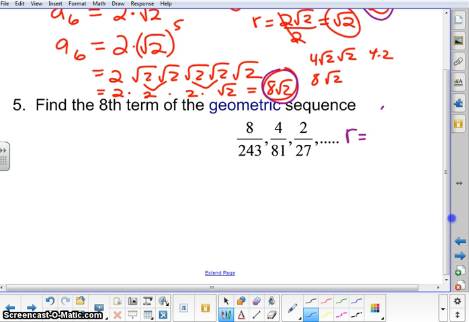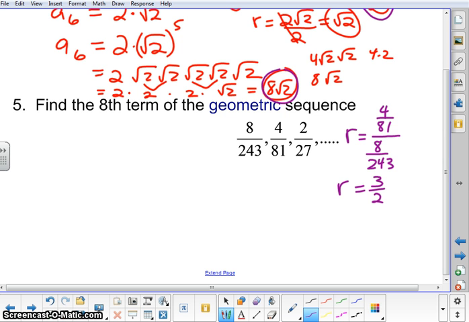So I'm going to take 4 over 81 and divide it by 8 over 243. Push pause, find out what that is. So if you got r equals 3/2, good job. If you didn't, recheck your calculator, see if you made a mistake there.